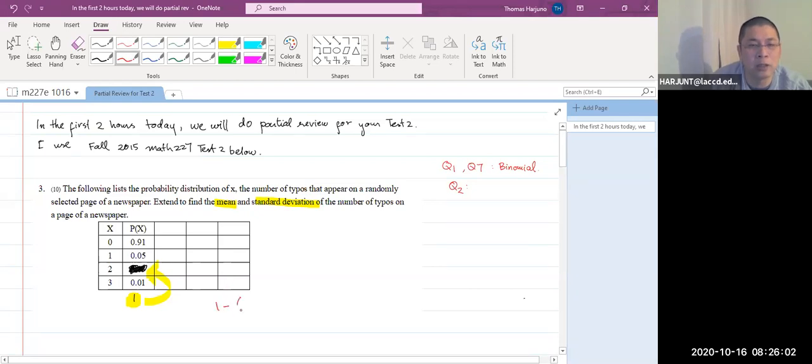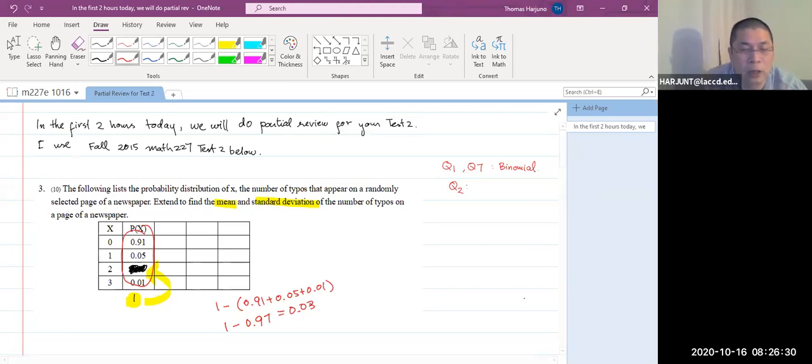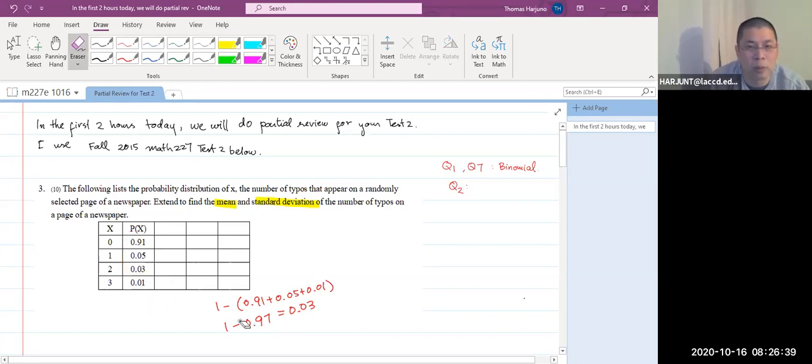Okay, 1 minus 0.91, 0.05, 0.01, right? The total has to be 1. So I subtract the sum here from 1. That's 0.97. That's 0.03. Okay. So suppose I wipe out that probability X equals 2. Can you find it out yourself? Yes, because knowing that it is a probability distribution, then the total probability has to be 1.